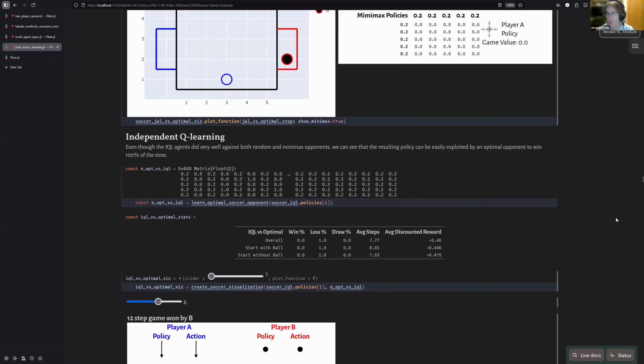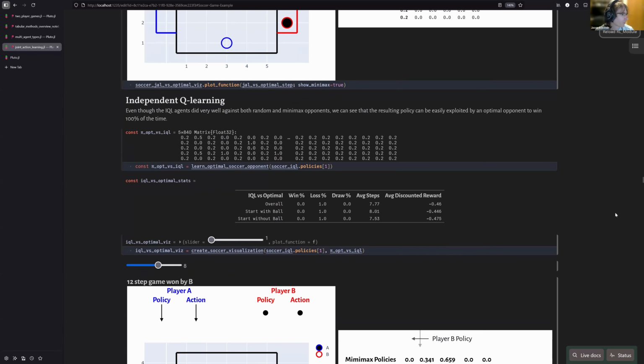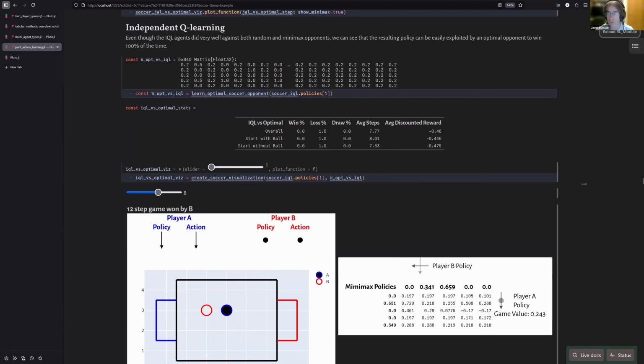So, okay, any questions about the optimal opponents and the flaws of independent Q learning?